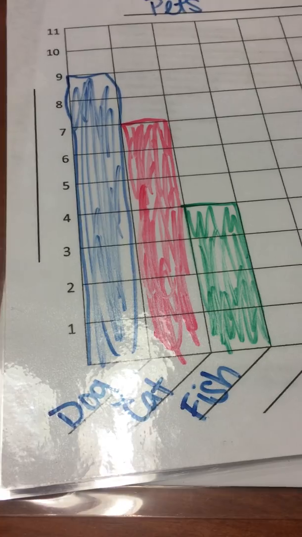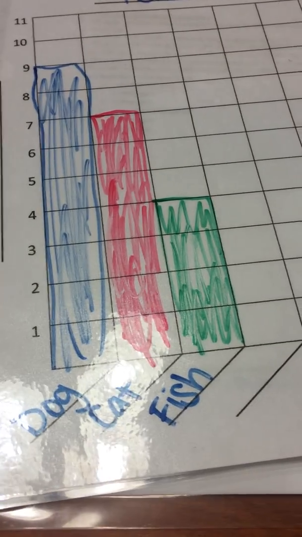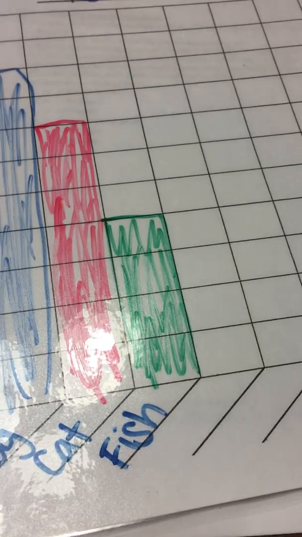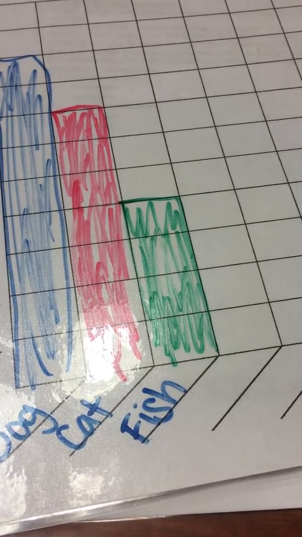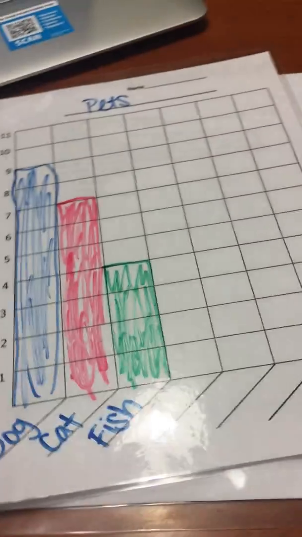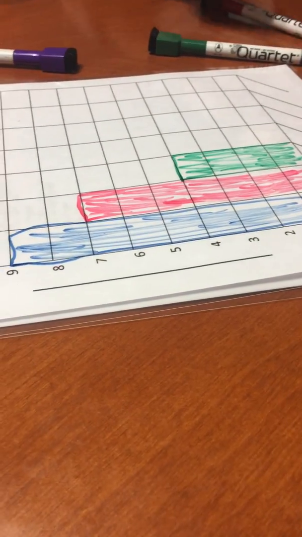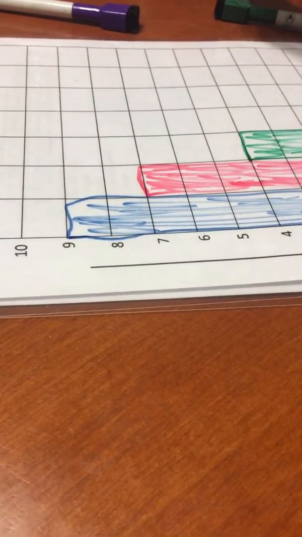So based on my graph, which pet received the most votes? Dog. Okay. And which one was the least? Fish. Okay. So if I want to add my vote, and I said a cat, where would you color in? At the cat. Okay.